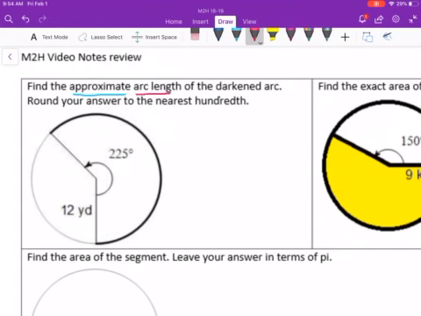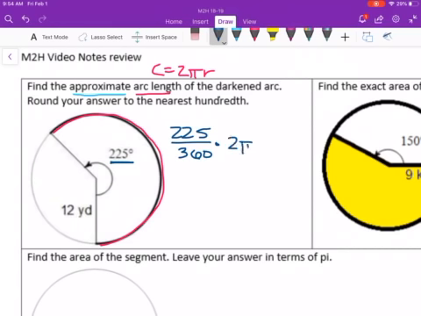So it says arc length, which means you're going to be using circumference, which is 2 pi r. So taking a look, you want the darkened arc, so that would be this arc here. So that means we want this many degrees out of the 360 total. And you're going to be multiplying that by the circumference. So 2 pi r is 12 in this case. Remember, every time you substitute, you put parentheses around it.